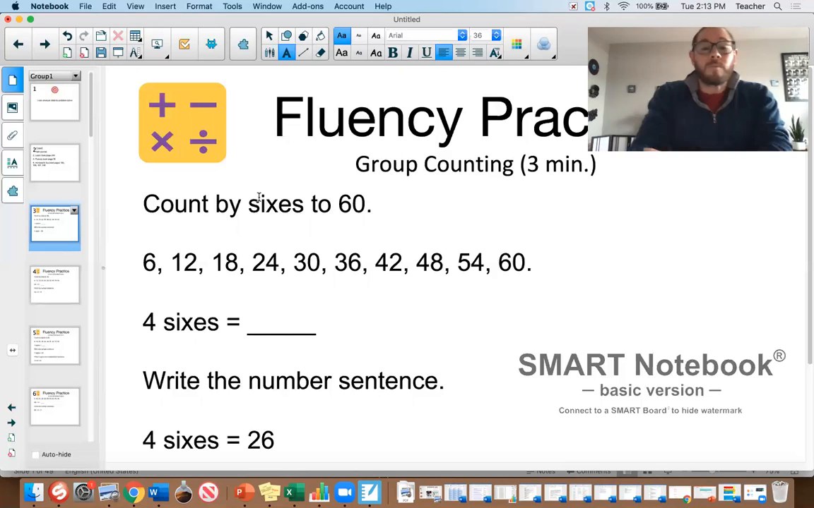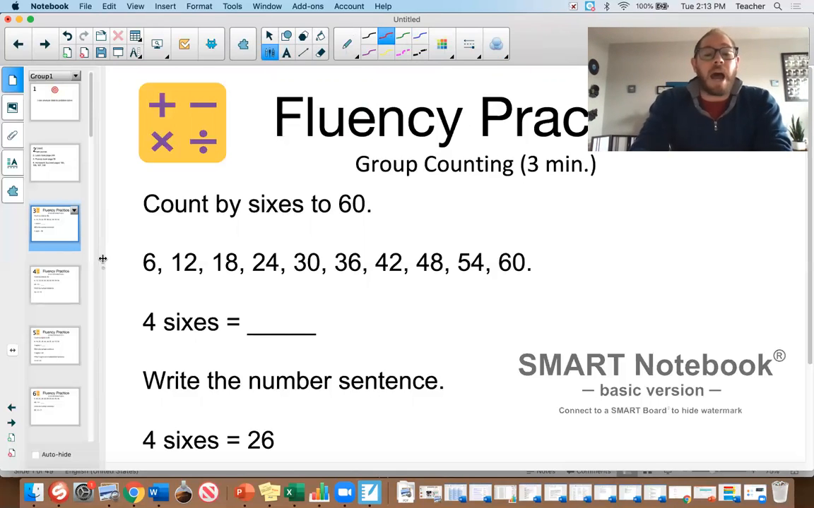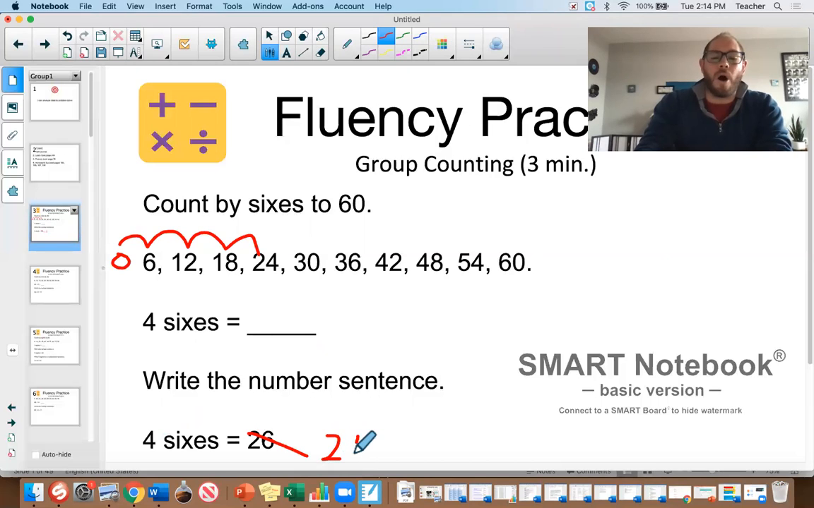Well done. They want to know what is 4 6s. For that, I'm going to draw my 0, and I'm going to do my skip counting to 4. So let's go. 1, 2, 3, 4. And please say the skip counting with me as I draw. 0, 6, 12, 18, 24. 4 6s is not 26. It is 24.